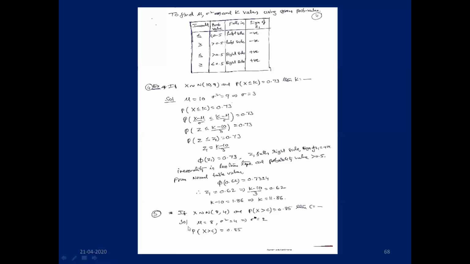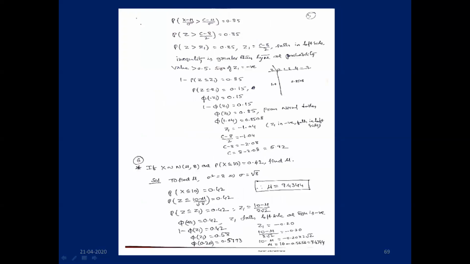Now the fifth problem, another model. X follows N of 8 comma 4, and probability of x greater than c is equal to 0.85. Now c is equal to what? Given that mu is equal to 8, sigma square is equal to 4, and sigma is equal to root 4, which is 2. The inequality is of greater than type and the probability value is more than 0.5, so definitely this falls on the left side.